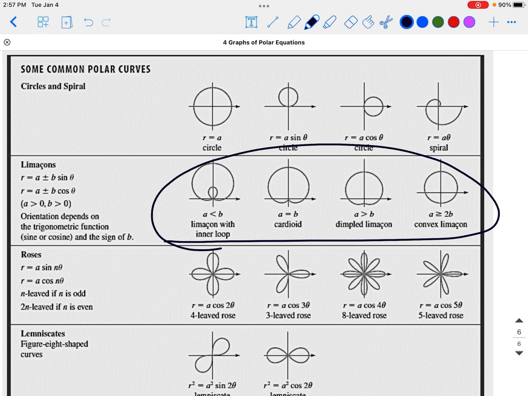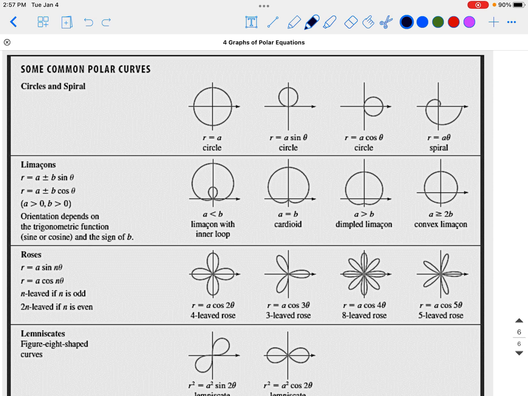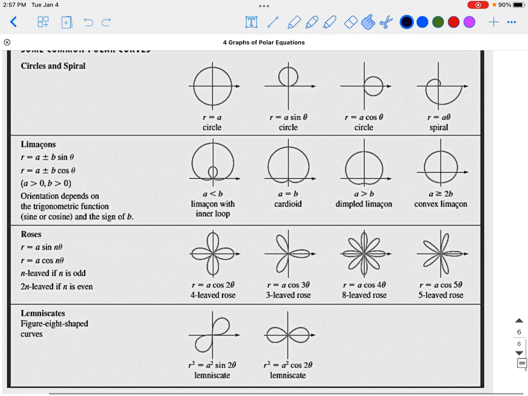And then we have all of the different limaçons here. So we've got the inner loop, the dimpled, and the convex. Again, you don't need to memorize any of those names. And then we've got our rose curves below and lemniscates below. So these are going to be the main focused polar graphs that we look at, but there's a lot of different types of polar graphs beyond these. But these are the ones with the most interesting symmetries.